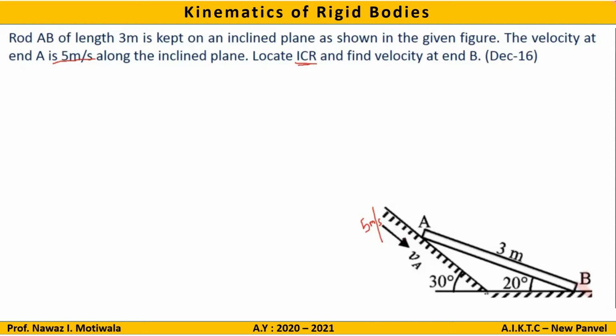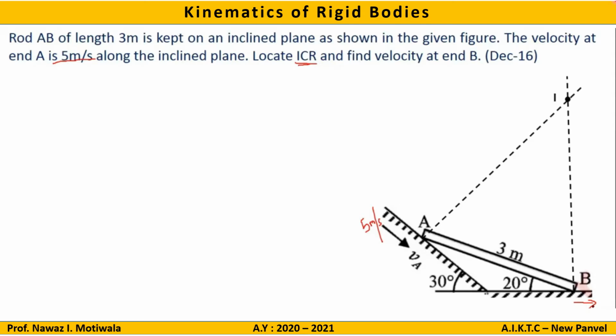As you can see, the direction of velocity for A is given in this direction. When A moves towards this direction, point B will slide along this surface. That means the direction of velocity for point B will be like this. We just need to draw perpendiculars from the velocity at each point. So I will draw the perpendiculars from point B and point A, and the point where they meet is known as ICR. As there is only one link, there will be only one ICR.